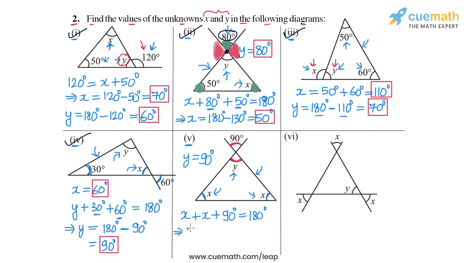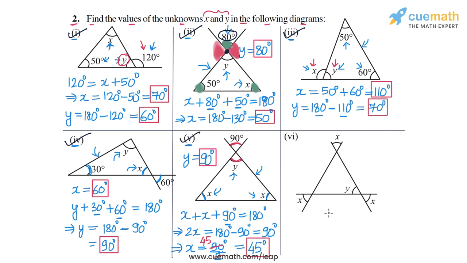So from here we will get 2x on the left side, and on the right we can take 90 degrees to the right side and we will get 180 minus 90, or we will get 2x is equal to 90 degrees. And from here we will get x is equal to, so we divide by 2 on both sides, so 90 degrees by 2, and 90 by 2 is 45, so we get x equal to 45 degrees. So in part 5, the value of x is 45 degrees and the value of y is 90 degrees. And this completes part 5.